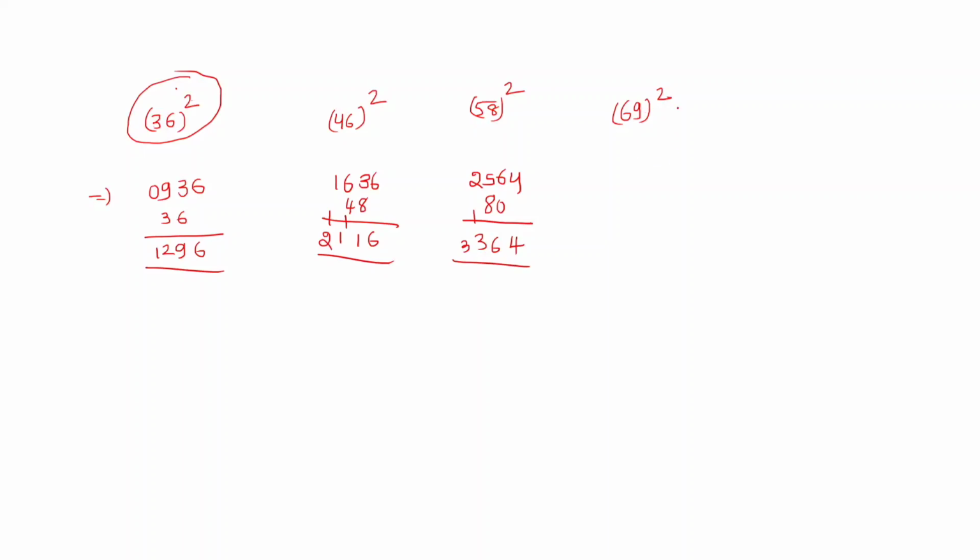Now let me take one more example, that is 78 square. So what is the value of 8 square? That is 64. And what is the value of 7 square? That is 49. Now I should multiply all these three digits. 2 sevens are 14, 14 eights are 112. I can write 112 by leaving units place.